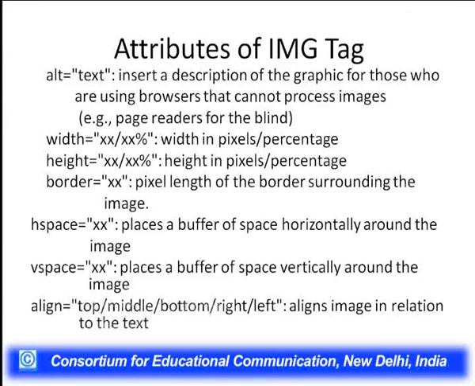The first attribute that we are seeing here is the alt attribute. Alt here stands for alternate, and you specify some text in the alt attribute. This is actually a description of the image for those viewers who are using browsers which cannot process images. There are a large number of browsers which do not support images, or there are situations, due to slow connectivity or some network issues, that the images are not loaded or they fail to load.